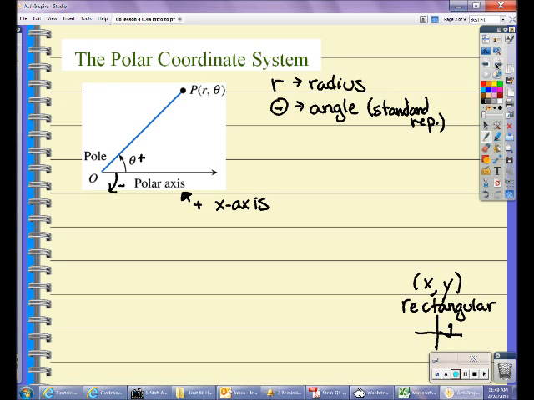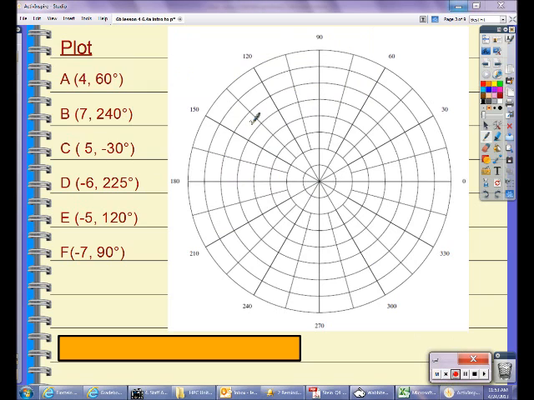So how do we actually plot some of these points? So let's practice. We're going to plot A through F. Some of them I'm going to plot for you, and then some of them I'm going to give you a moment to try it on your own before I show you where that's going to be.